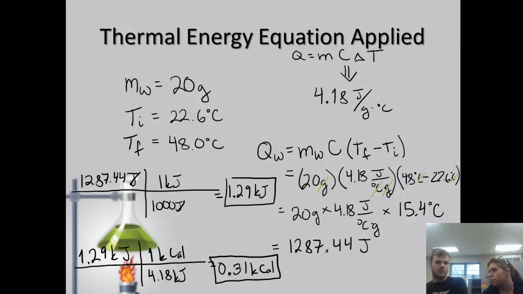Now, let's take into account the fact that we only burned about half of our chip, so maybe it's probably closer to 0.6 or something like that. And so you're actually getting almost a whole 1,000 calories, or 1 kilocalorie, in one chip. That's a lot of empty calories.